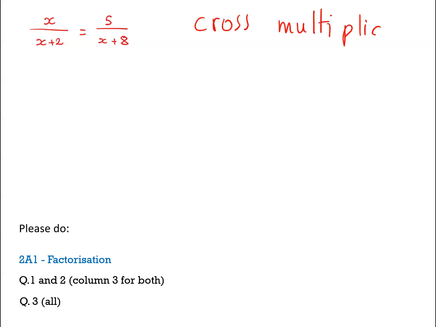Okay? So what is cross multiplication about? Well, it goes like this. The denominators, we move them to the other side, multiplying. That goes up there, that goes up there. So let's give it a go. So this x stays where it is, but the x plus 8 goes multiplying. Equal sign, the 5 stays where it is, the x plus 2 goes multiplying. Because it was dividing before, it goes to the other side, multiplying.